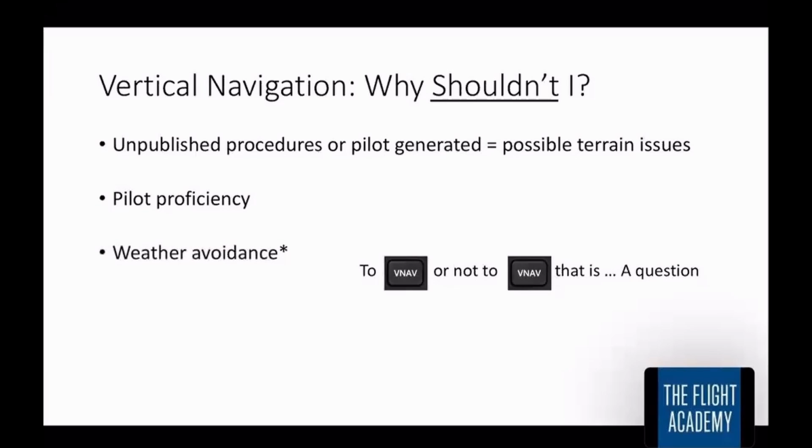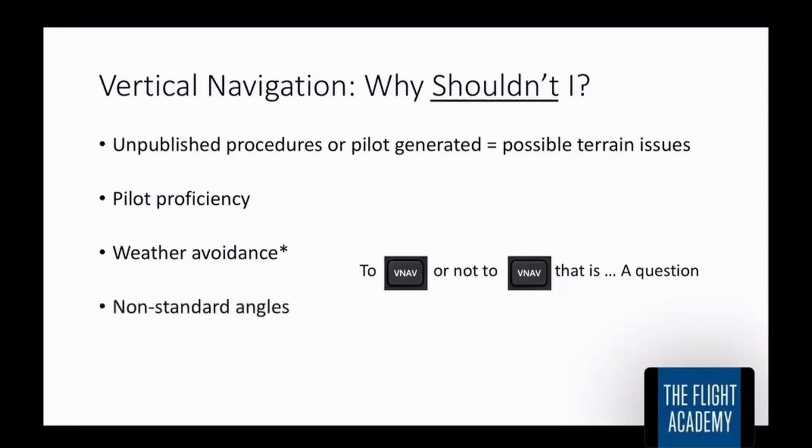Weather avoidance: VNAV might descend you right into the top of that cumulus cloud that, if you'd only waited 30 more seconds to start your descent, just go a little further, you would have missed it and had a smoother ride. Let's not forget that usually the worst icing, if it's out there, is going to be at the top of the cumulus cloud, so you could be avoiding that and a bumpy ride and all sorts of things. VNAV has no idea that stuff's out there, so weather avoidance is a pro and a con for VNAV.